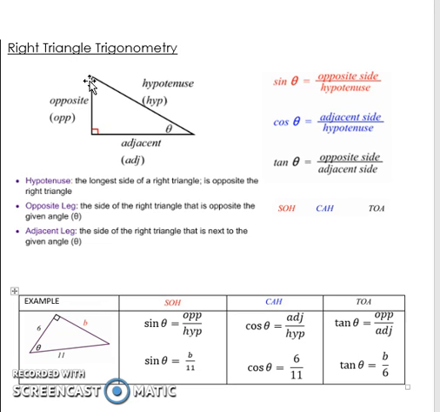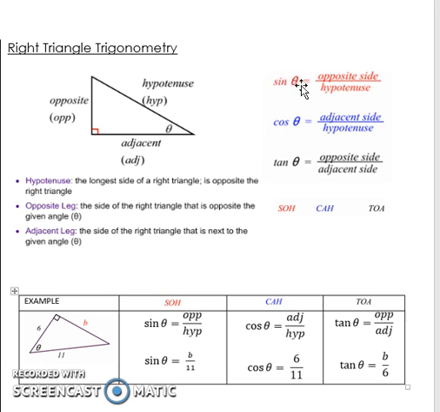Here we have a right triangle with angle theta. This is the side opposite angle theta. This is the side adjacent to angle theta, which means next to, so touching angle theta. And this is the hypotenuse of our right triangle. It's the side opposite the right angle. It's the longest side of the triangle. So the trig ratios we're interested in are sine, cosine, and tangent.